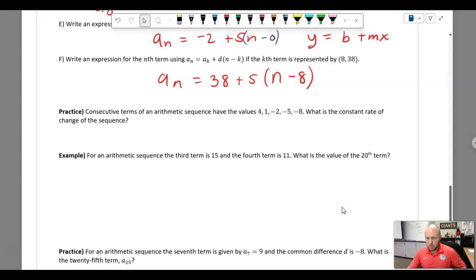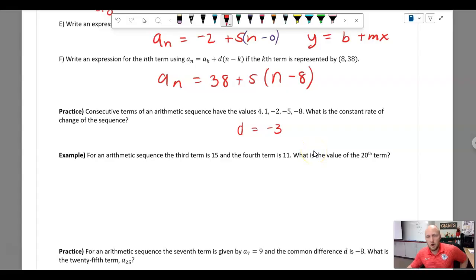Okay, practice problem. Consecutive terms of an arithmetic sequence have values 4, 1, negative 2, negative 5. What is the constant rate of change of the sequence? Well, that common difference, or that constant rate of change, is negative 3. We're subtracting 3, and that's a constant rate of change.